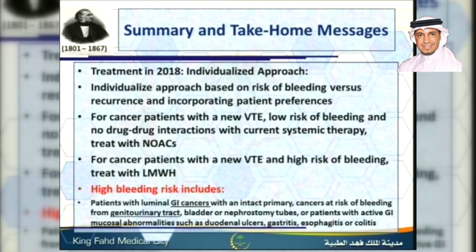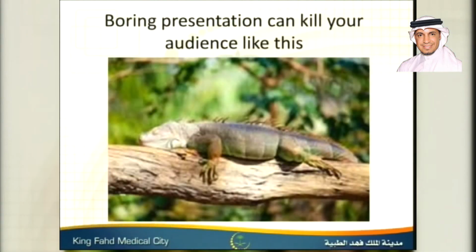And high risk of bleeding, important in patients with luminal GI cancer with an intact primary cancer at risk of bleeding, or from genitourinary tract, especially bladder. We found these patients really challenging in clinical practice. I don't treat them with these, because remember, all DOACs have increased the risk of genitourinary bleeding. In addition, if you have a bladder or nephrostomy tube, definitely they will bleed. So I'm not using these drugs. Or patients with active GI mucosal abnormalities such as duodenal ulcer, gastritis, esophagitis, or colitis, I will not use NOACs. I will use LMWH.